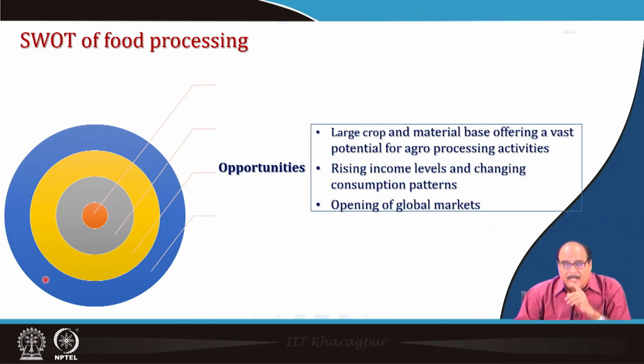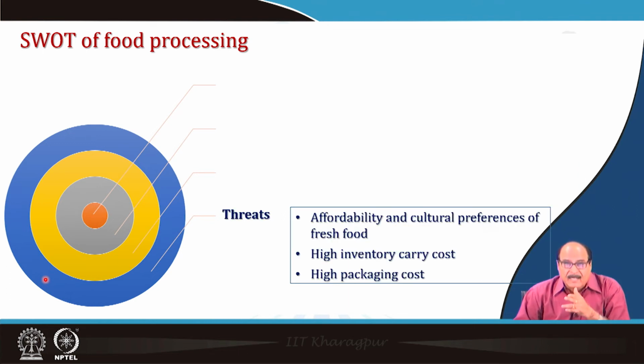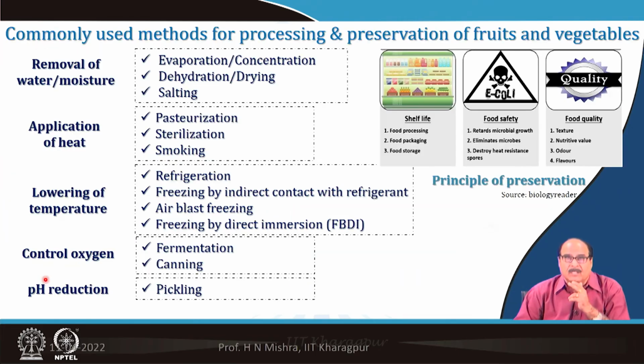Okay. So, where are the opportunities? Like a large crop and raw material base offering a vast potential for agro processing activities, rising income levels and changing consumption patterns, and finally opening of global markets. These are the opportunities. Okay. Threats, that is affordability and cultural preferences for fresh food, high inventory carrying cost, high packaging cost. These are some of the threats to the industry.